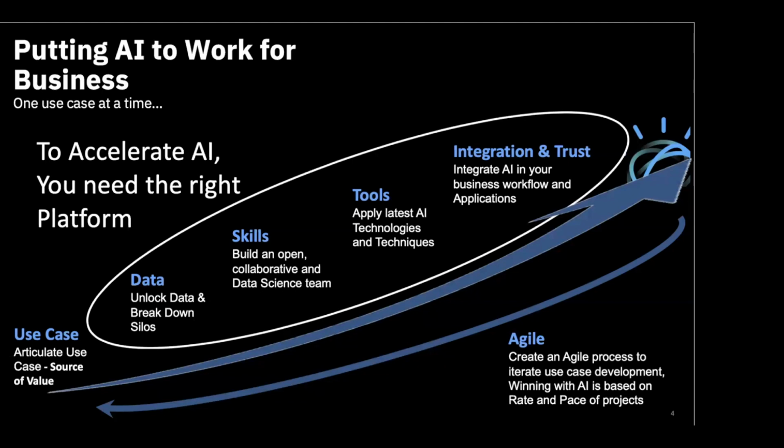And then the next step, when we already have our data, someone needs to build a solution or work on that data. And this is where the skill sets come into the picture. So building an open and collaborative data science team and environment is really key. Then the next step is really these data scientists will need some tools. And on the market, with the latest AI technologies and techniques, there are so many solutions where you can actually build out your desired AI product or solution.